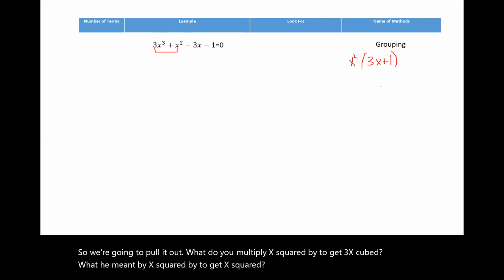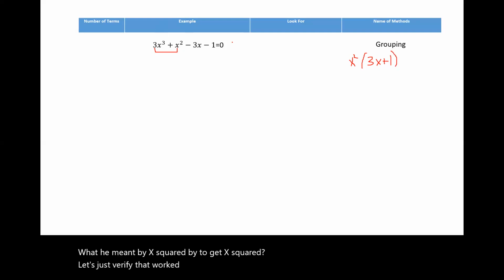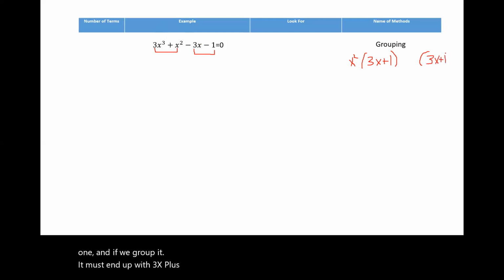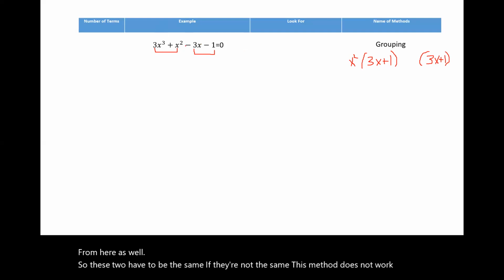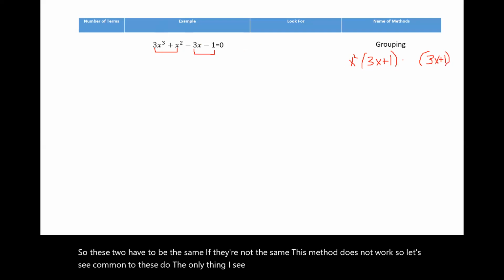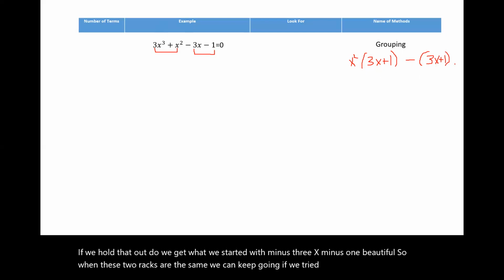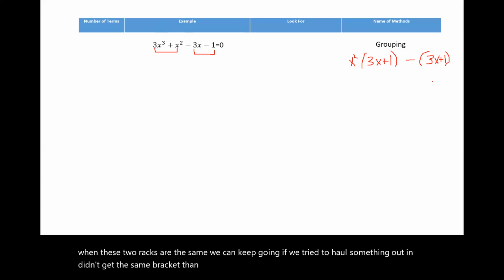Let's just verify that that worked. 3x squared, 3x. Okay, we're then going to have to group this one, and if we group it, it must end up with 3x plus 1 as your second bracket from here as well. So these two have to be the same. If they're not the same, this method does not work. So let's see. Common to these two, the only thing I see is a minus sign. If we haul that out, do we get what we started with? Minus 3x minus 1, beautiful. So when these two brackets are the same, we can keep going. If we tried to haul something out and didn't get the same bracket, then this method would not work.